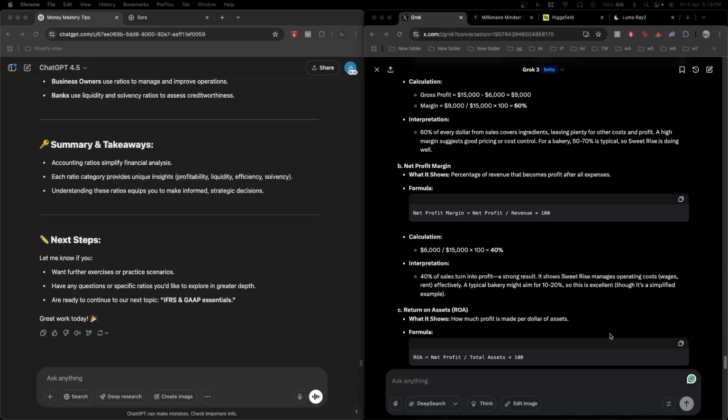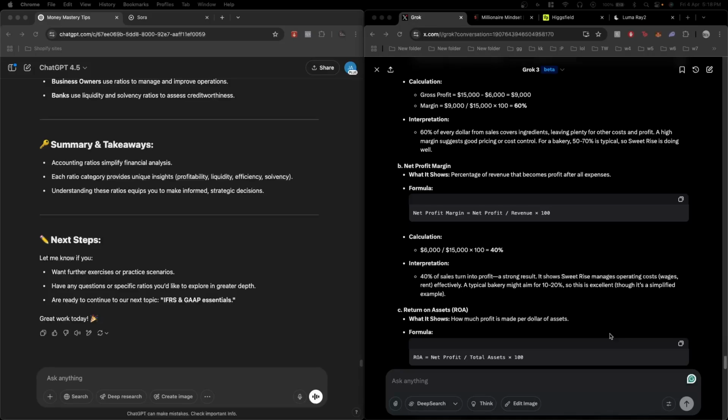Next is the net profit margin. What it shows: the percentage of revenue that becomes profit after all expenses. So the formula used is net profit margin equals the net profit divided by the revenue, times 100. So this gives us the calculation of $6,000, which is our net profit, divided by $15,000, which is our revenue, times 100. This equals 40%.